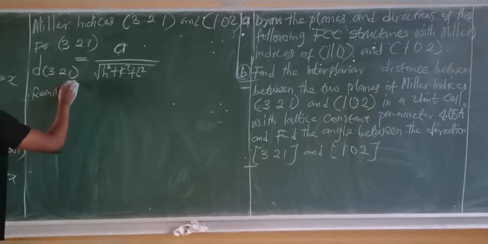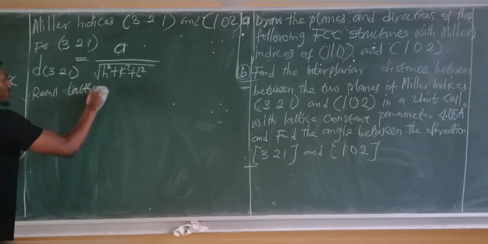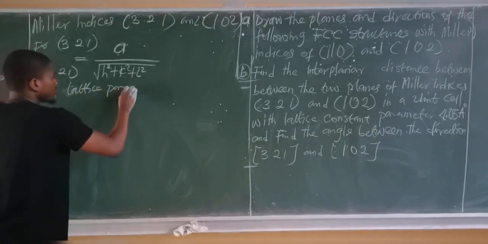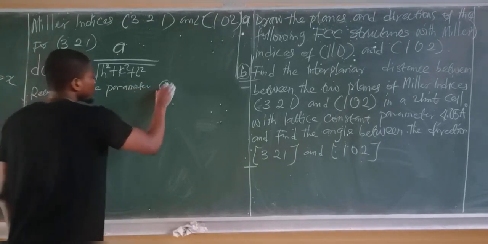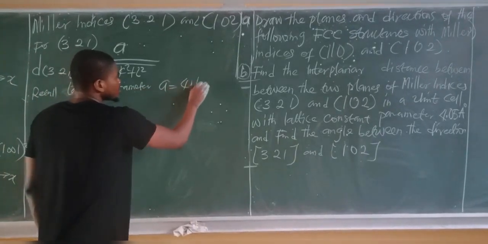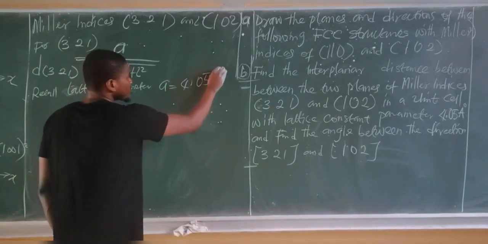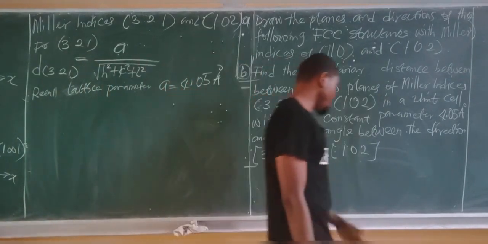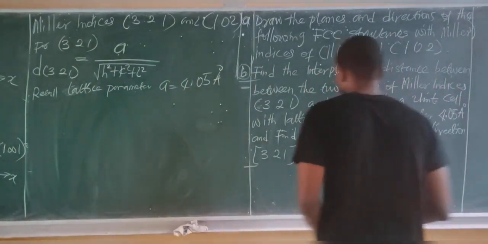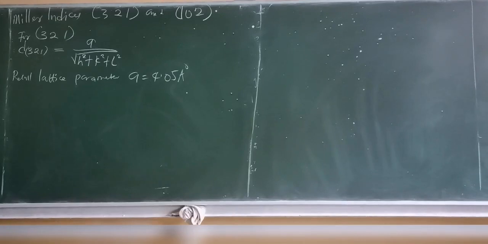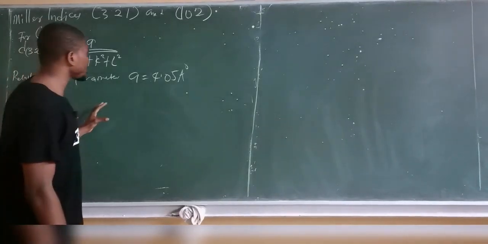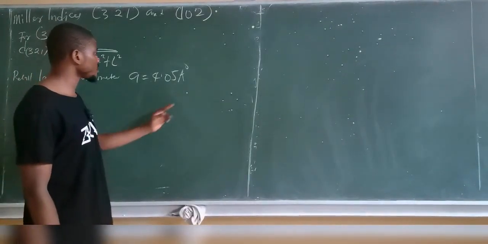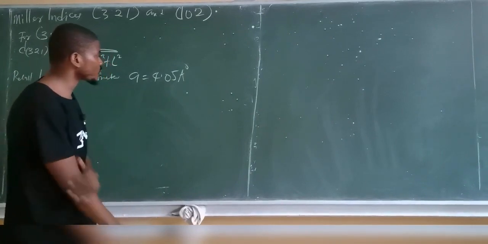The lattice parameter a was given as 4.05 Armstrong units. Let me just confirm. Yeah, it's correct, 4.05 Armstrong units. So the lattice parameter is expressed in Armstrong units.